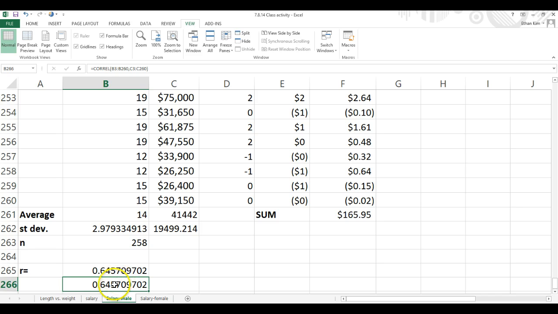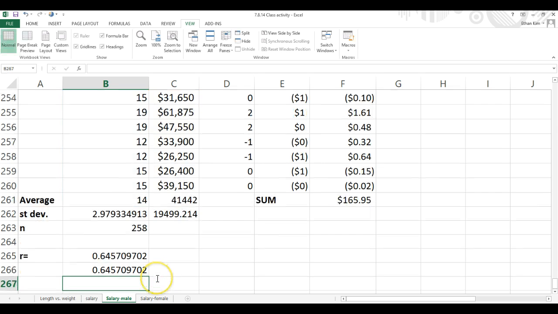All right, so if you do the same with the correlation coefficient function, CORREL, right? Give it a range and another range, because we're looking at two variables, x and y. If you do that, you get the same value. So great, it worked out.